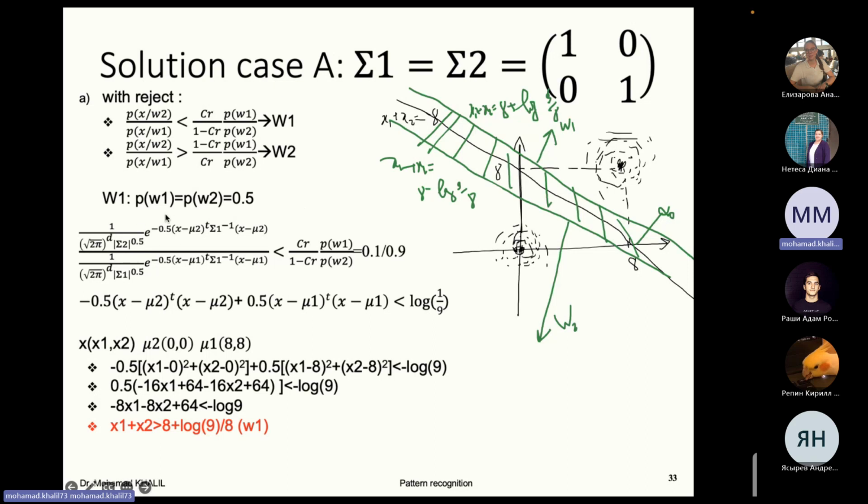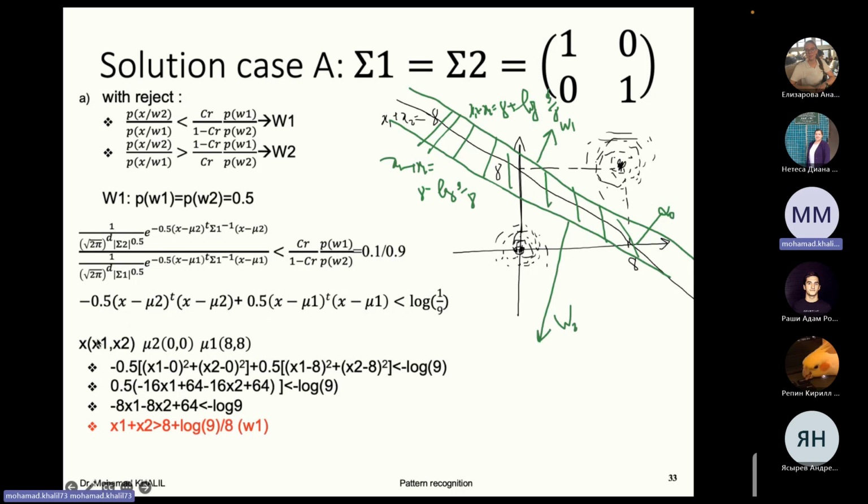This is the equation of the class 2, and here is the equation of CR over 1 minus P omega 2. What is CR? CR is 0.1. So here you have 0.1 over 0.9. So if it is less than that, class 1. Here is the Gaussian. You can simplify this and this. So look, I had this plus this less than log 1 over 9. You see? You have a constant coming from this.